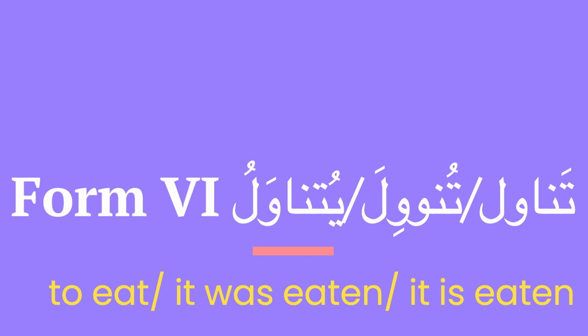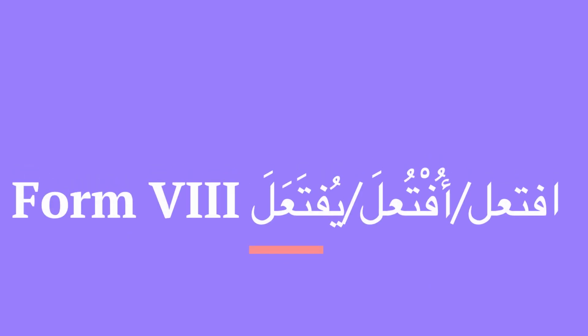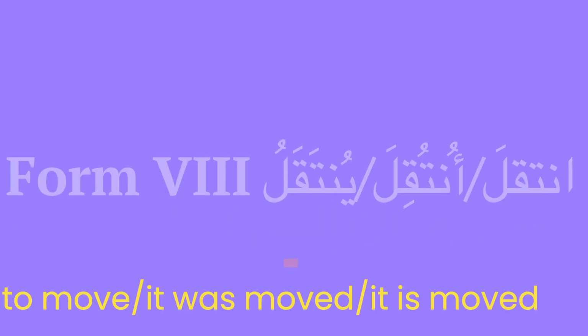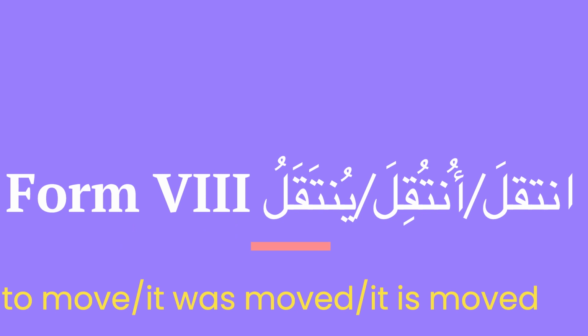We'll look now at the pattern for form 8 verbs. افتعل is form 8 verb. افتعل, passive voice past tense. يفتعل, passive voice present tense. Let's look at some examples. انتقل, to move. انتقل, it was moved or he was moved. ينتقل, it is moved, he was moved.